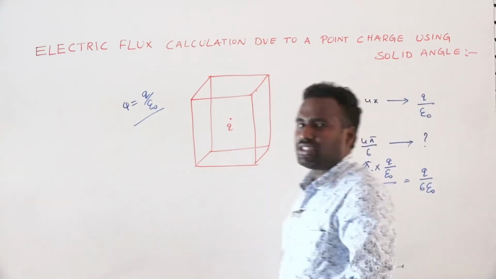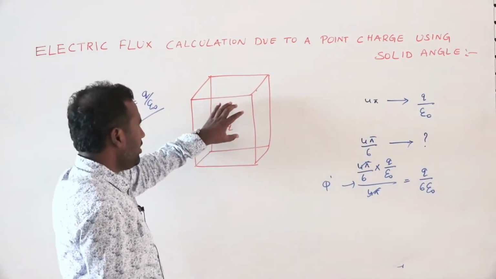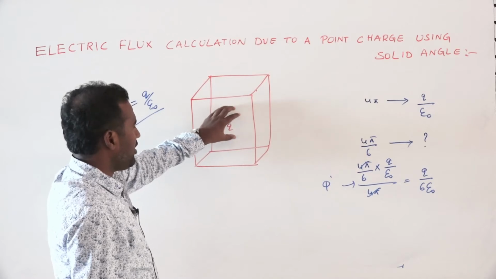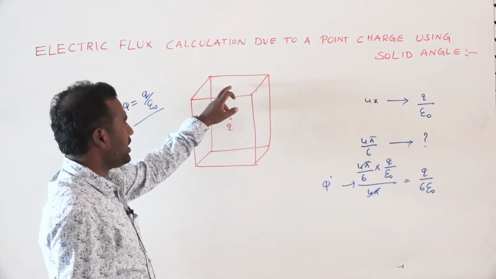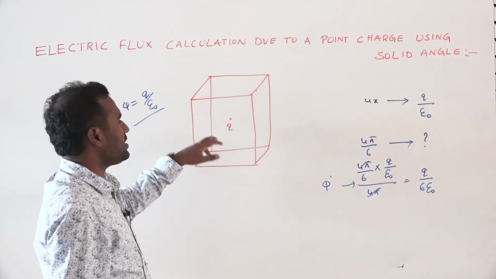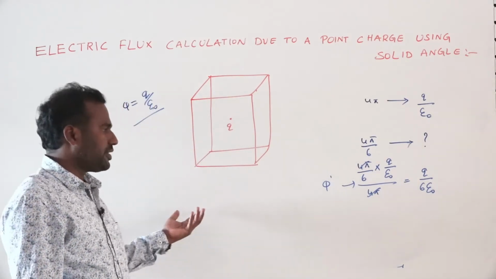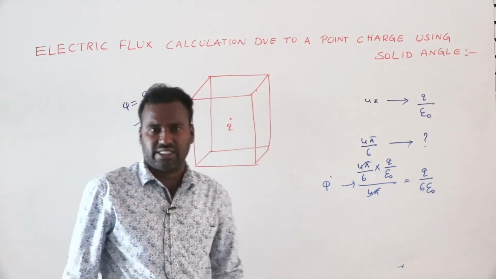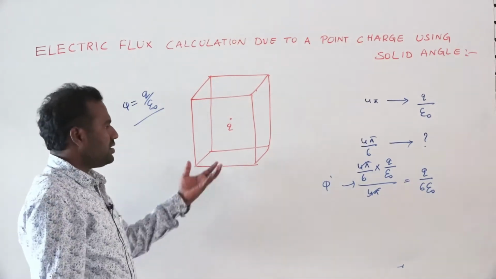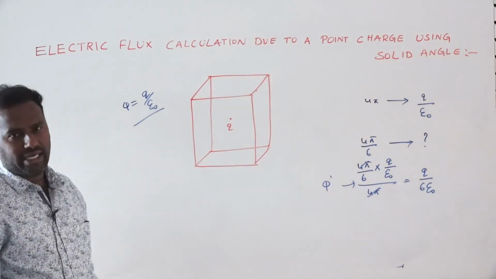In the generalized condition we can say that the total flux for the cube is q by epsilon naught. The 6 faces will share it equally, q by epsilon naught upon 6. So q by 6 epsilon naught, we can say. So this is the way to analyze by using a solid angle.